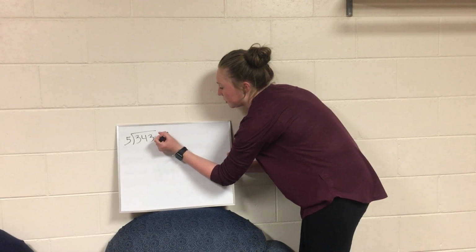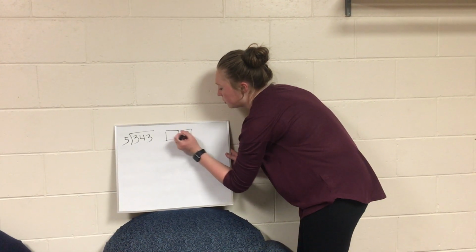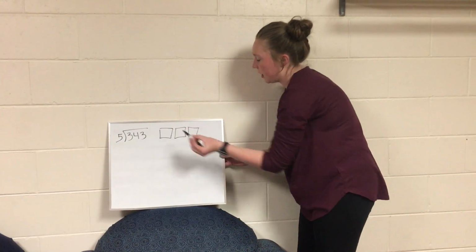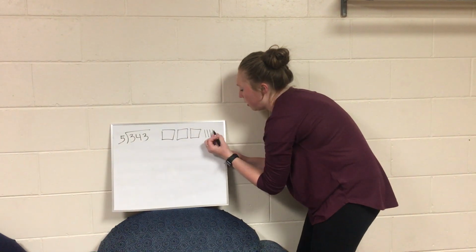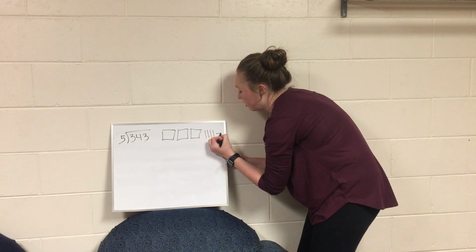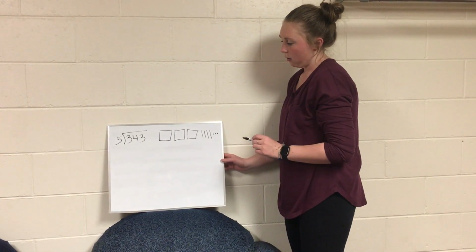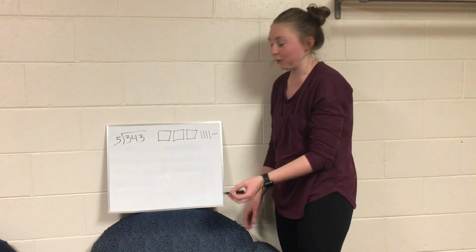So with our base 10 blocks over here, we have 300. So here's 100, 200, 300. And then we have 4 tens, 1, 2, 3, 4, and our 3 ones. So we have 343. And so our goal is to divide this 343 into 5 equal groups.